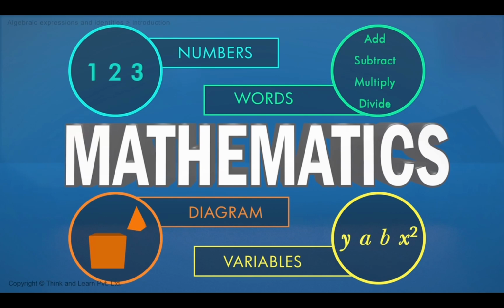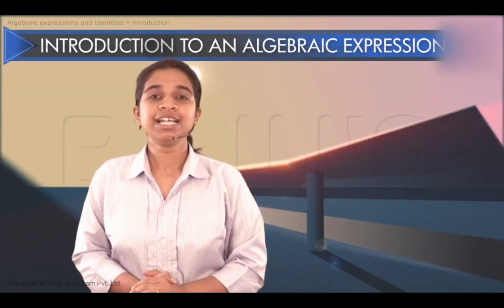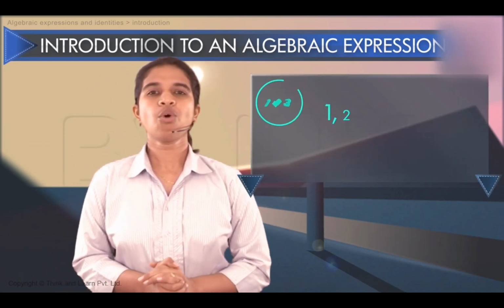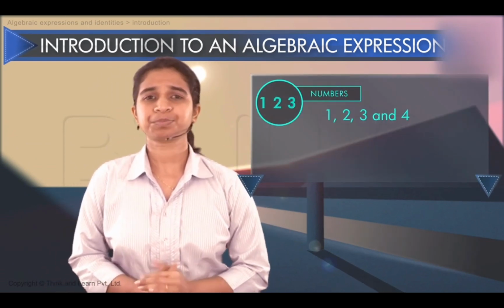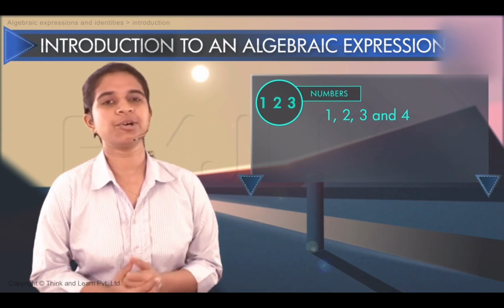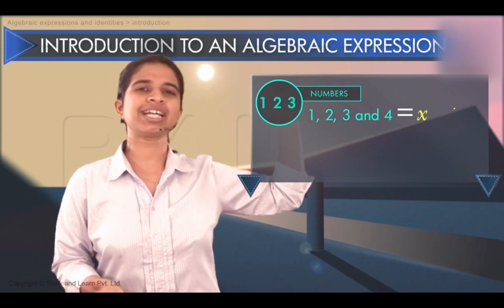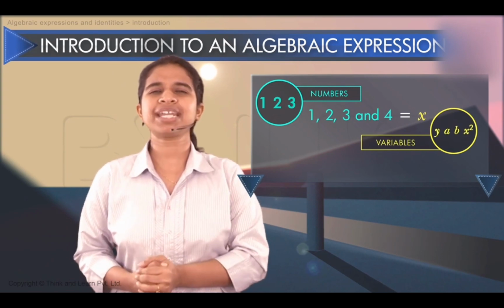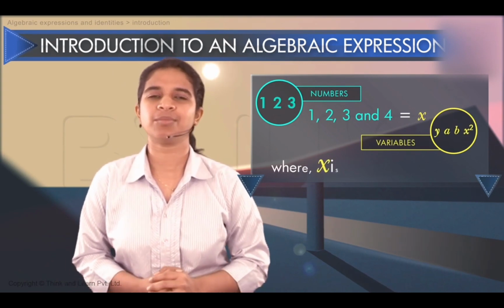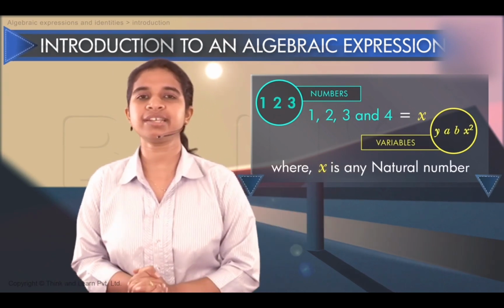They can also be numbers in a very similar fashion. Let's say we have a series of numbers 1, 2, 3 and 4. If I tell you, write these numbers using a variable, you can easily write that. You can say that all of these are nothing but x, where x is any natural number. That's how you represent this series.